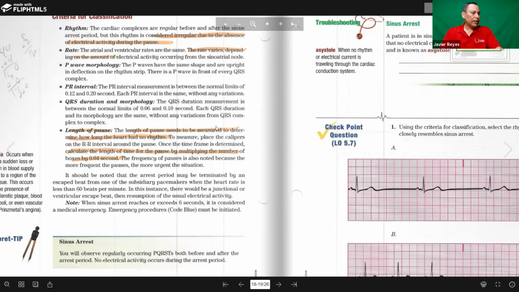So here is the criteria for classification again. In sinus arrest, the cardiac complexes are regular before and after the sinus arrest, but this rhythm is considered irregular due to the absence of electrical activity during the pause. There is no electrical activity. This is a serious problem. So, you know when it happens, guys? This happens to a lot of people during sleeping. Have you ever heard of people that have sleep apnea?